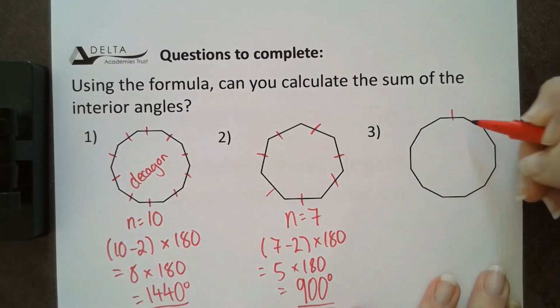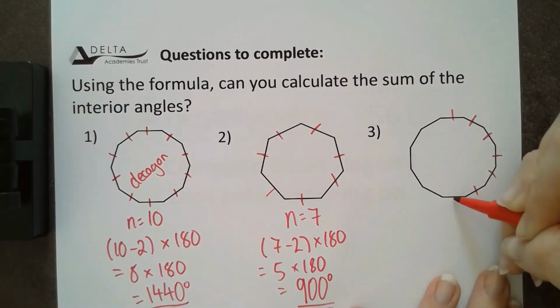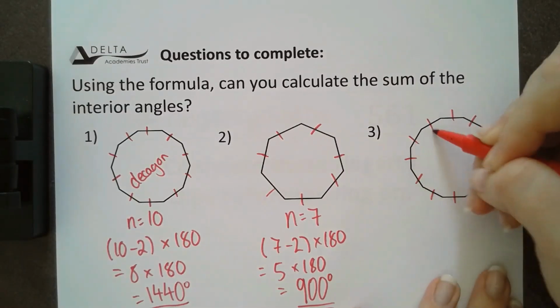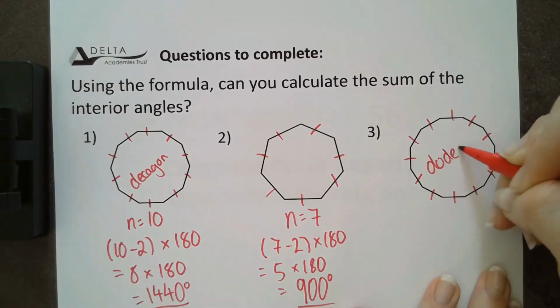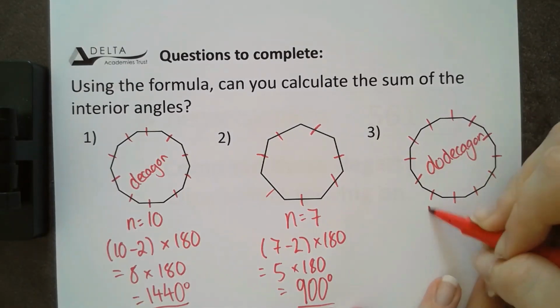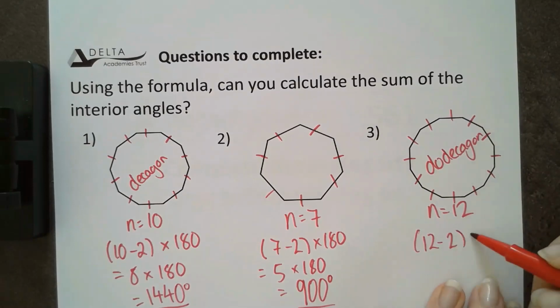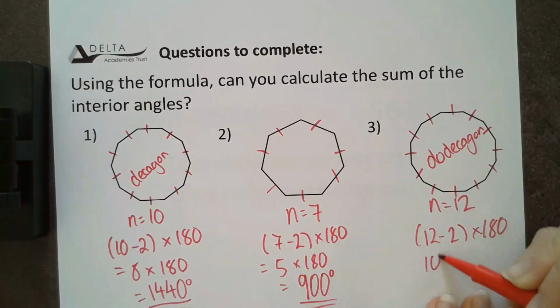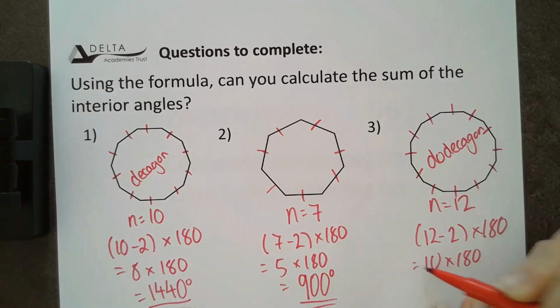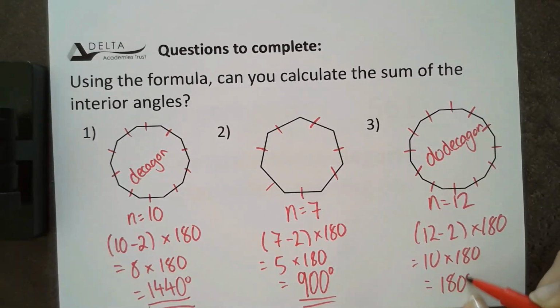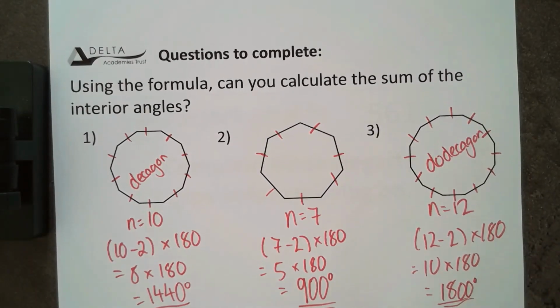Last but not least, 1, 2, 3, 4, 5, 6, 7, 8, 9, 10, 11, 12. We've got a dodecagon. So a 12-sided shape. That means that we're going to do 12 take 2 times 180, or 10 times 180, which gets us 1,800 degrees in a dodecagon.